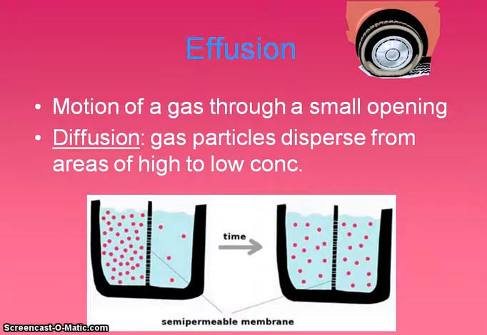Two terms to know are effusion and diffusion. Effusion refers to the motion of a gas through a small opening, such as a puncture in your tire, a small hole where gas is going to get out of the tire. And then diffusion, which is where gas particles disperse from areas of high concentration to low concentration.